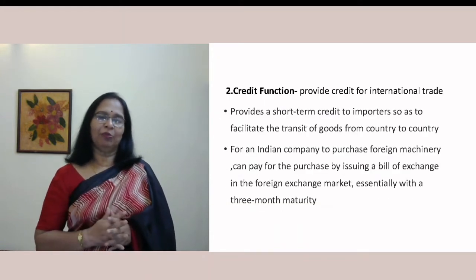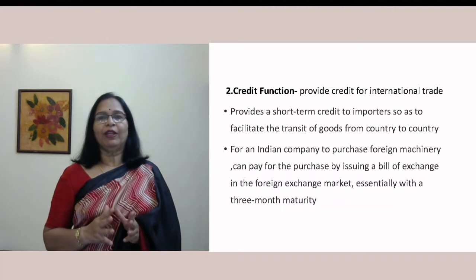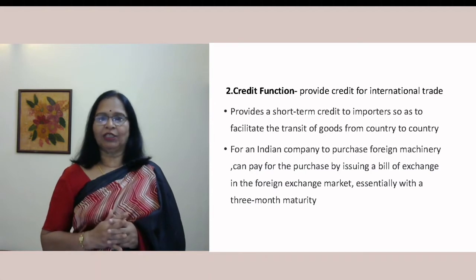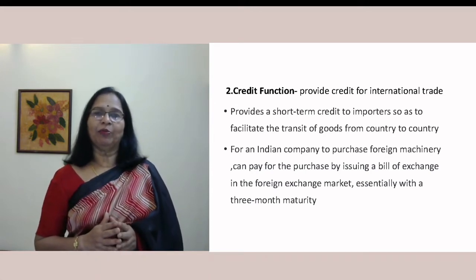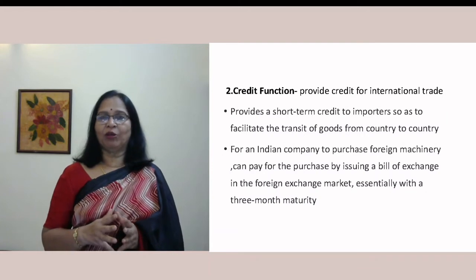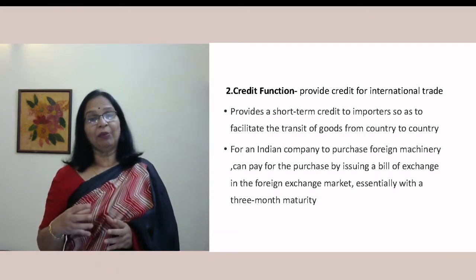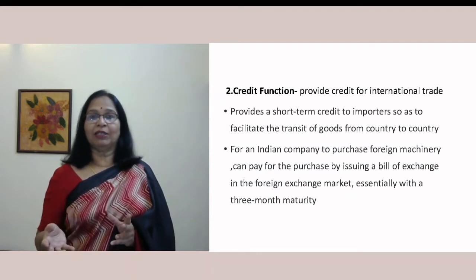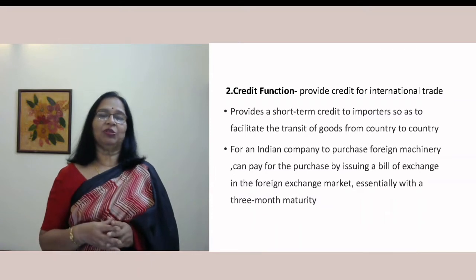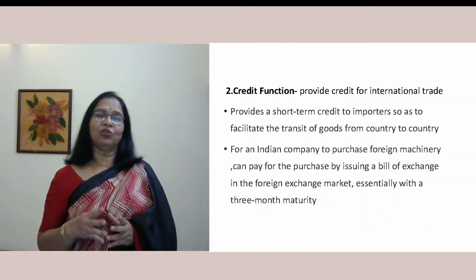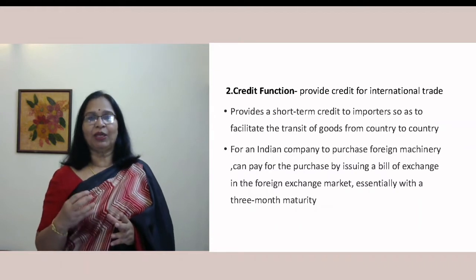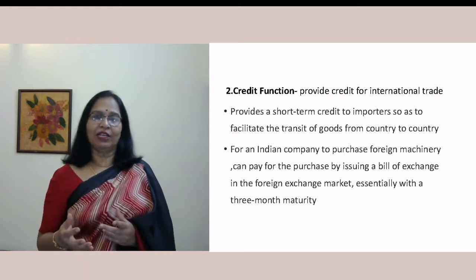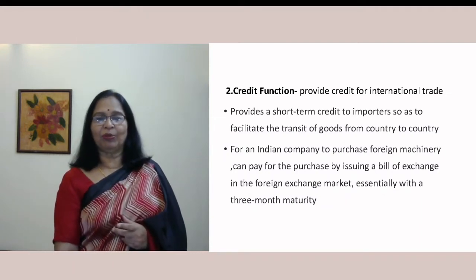Let's look at the second important function of the foreign exchange market. It provides credit to the importers of goods from another country. For example, if an importer desires to purchase some foreign machinery from another country and can make the payment only after 90 days, then by signing a bill of exchange, the foreign exchange market would accept that, essentially to facilitate the trade between the exporter of the machinery and the importer, and the payment would be settled in about 90 days, or 3 months' time.